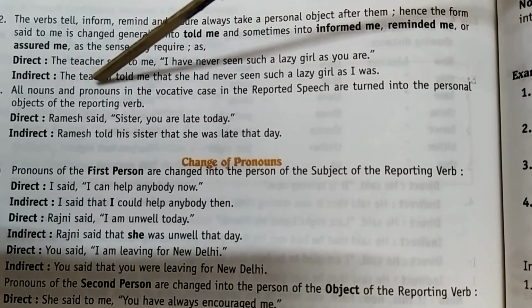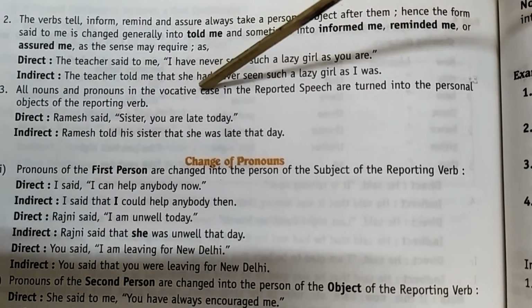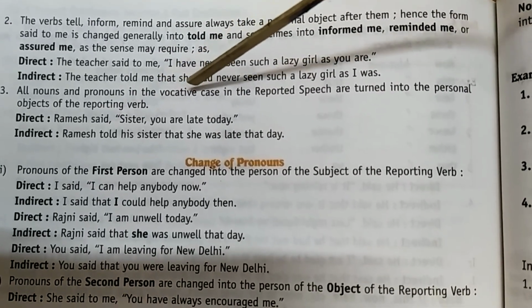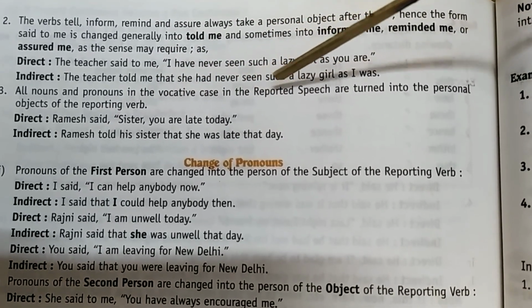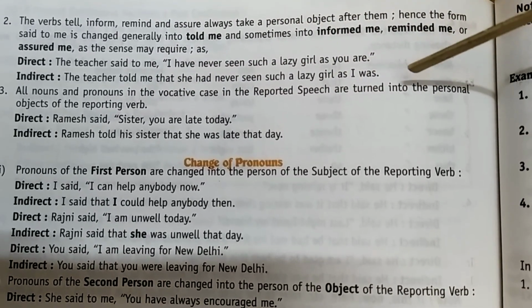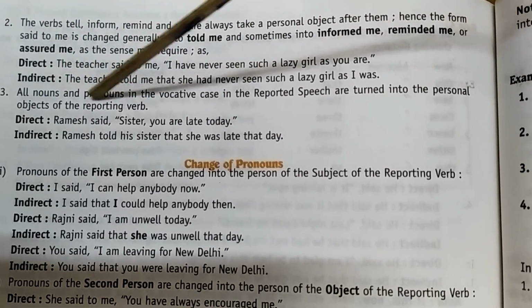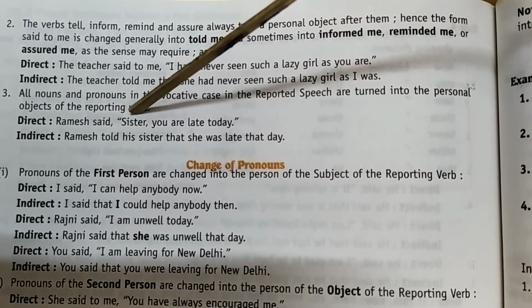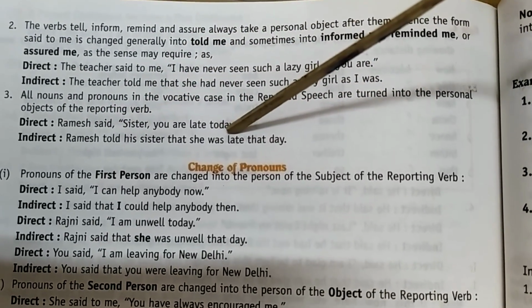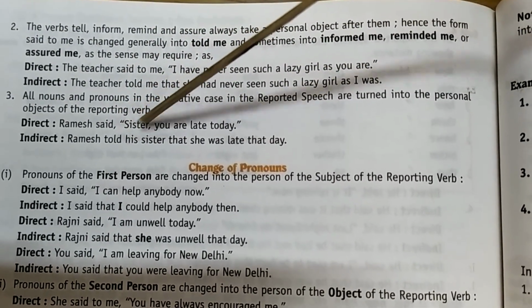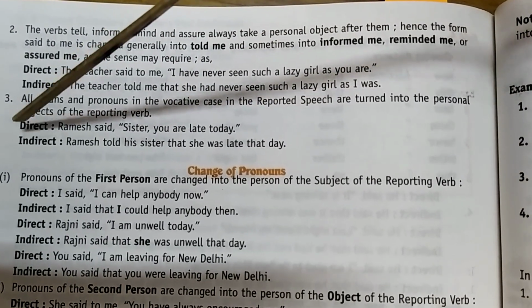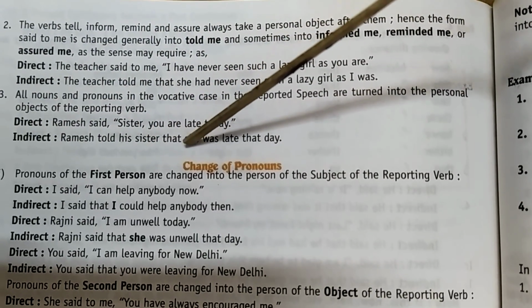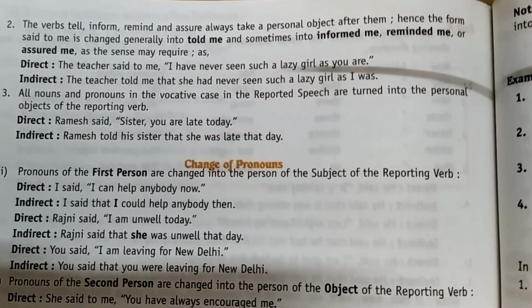All nouns and pronouns in the vocative case, I hope you remember what is vocative case now, in the reported speech are turned into the personal objects of the reporting verb. How? Let's see. Ramesh said, "Sister, you are late today." This word sister is vocative case. I hope you remember this. So indirect says, Ramesh told his sister that she was late that day.